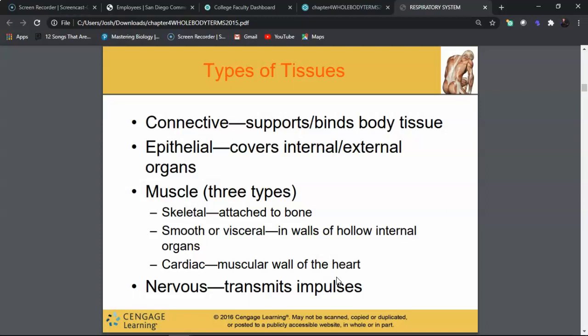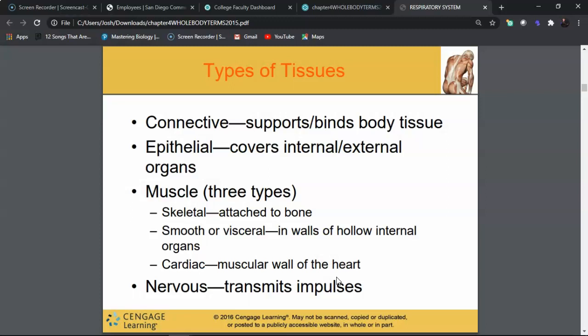Then we have epithelial tissue. Epi means on top, and the suffix AL refers to pertaining to. Thel kind of refers to skin, and so this is a skin covering, whether it's internal or external. Okay, so epithelial is just a type of tissue that covers an internal or external surface or organ.